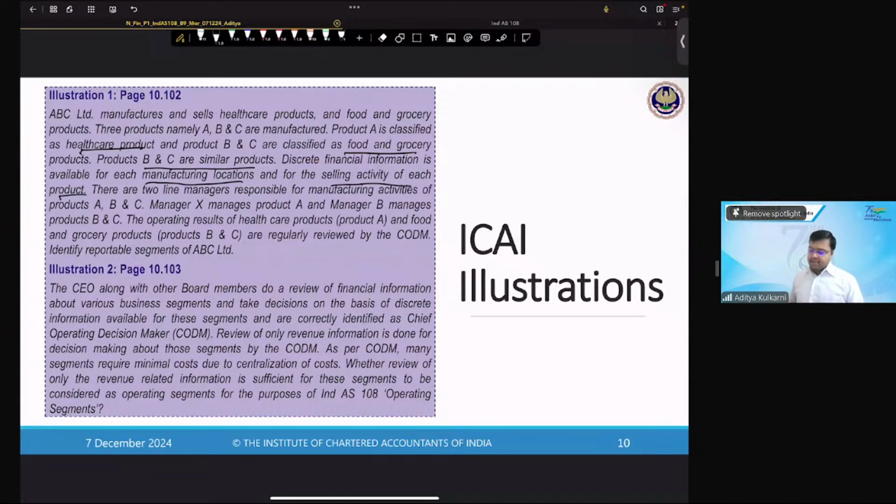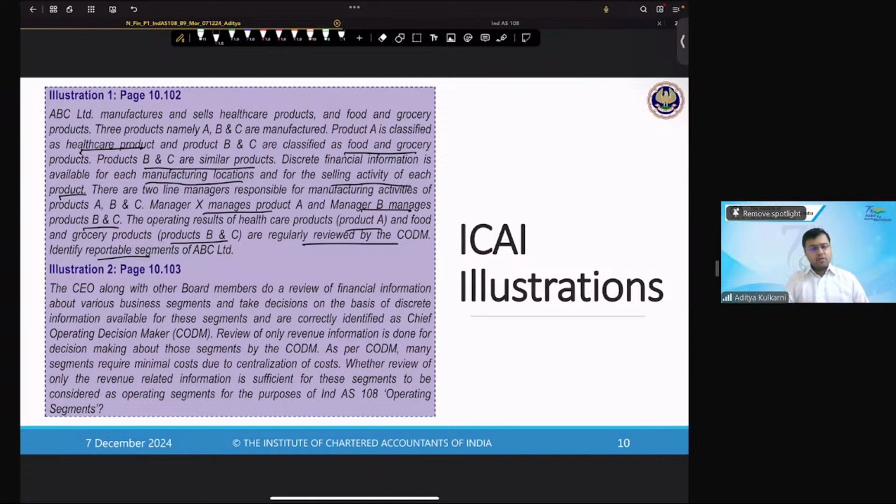There are 2 line managers responsible for manufacturing activities of products A, B, and C. X manages product A, which is basically your healthcare product. Y manages products B and C. The operating results of healthcare products, product A, and food and grocery products B and C are regularly reviewed by the CODM. So now the question is, identify the reportable segments of ABC Limited. We have not gone to reportable segments yet, but let us assume for the time being operating segments and reportable segments are used interchangeably.